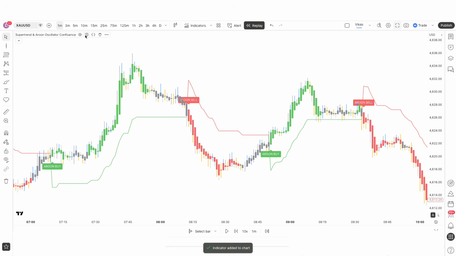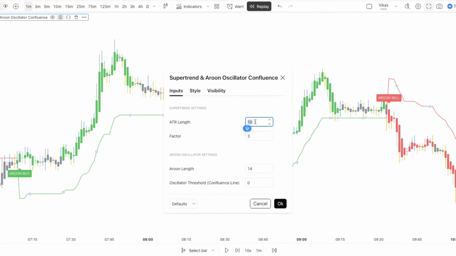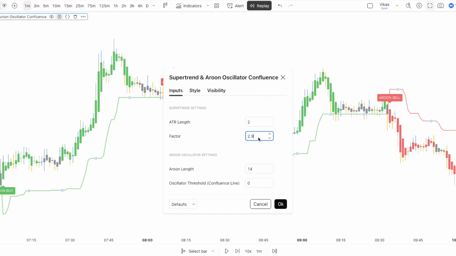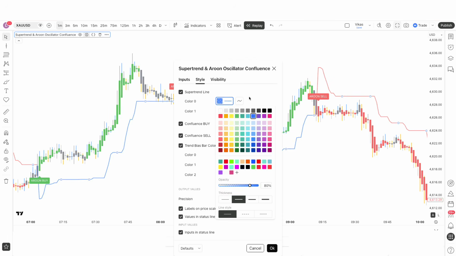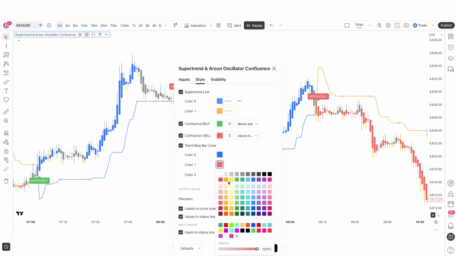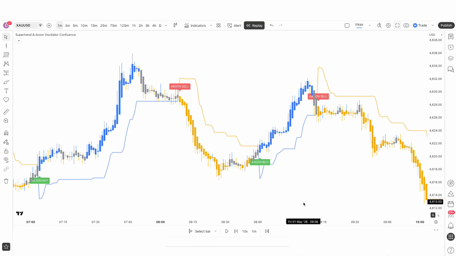Now the indicator settings change for perfect signals. First, we change ATR length 10 to 2, after that change factor 3 to 2.9, after that change Aroon length 14 to 8, after that change the super trend line color, after that change the trend bias bar color. Here everything is fine. After that, click OK. Now we'll add one more indicator to make this strategy more powerful.